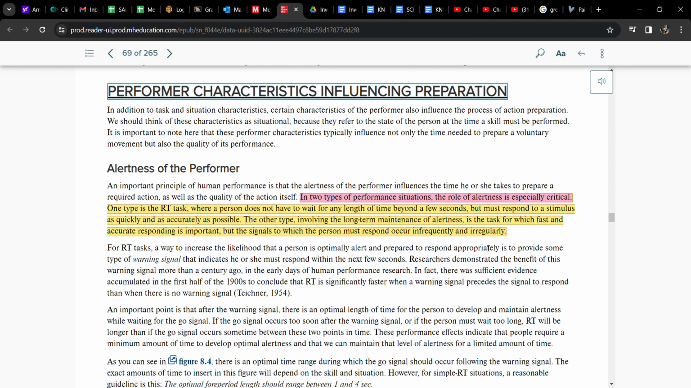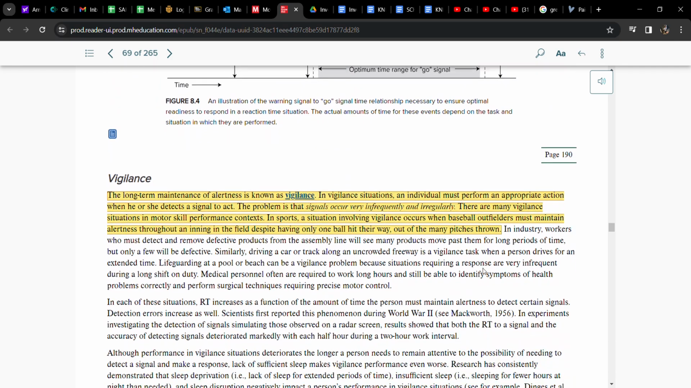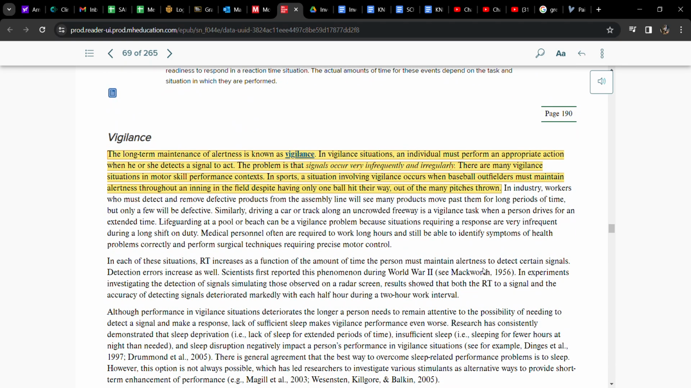So if you're feeling dopey and tired and you had a crappy sleep and you haven't had your morning coffee, your reaction time is going to be poor because your ability to respond to that stimulus is not going to be as great. The next is vigilance.